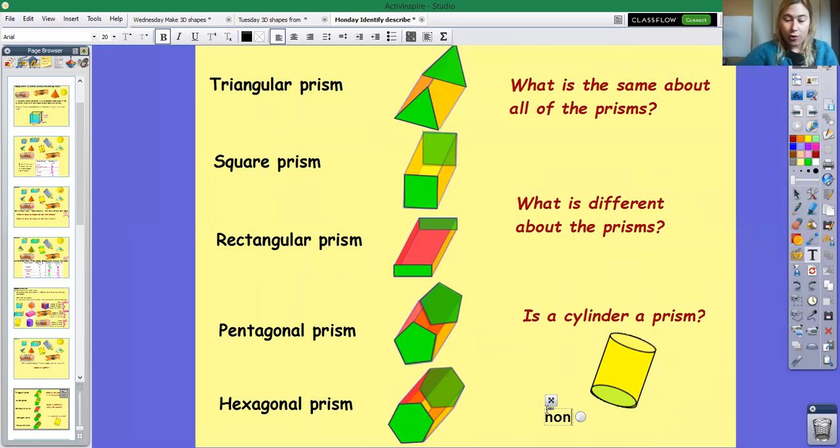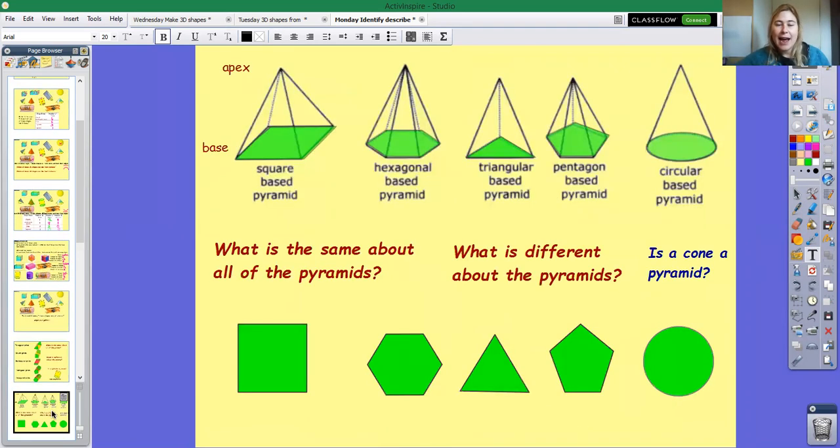It's actually a non-polyhedron, a bit like a non-polygon for a circle, okay? So in order for it to be a prism, it has to have straight, flat sides or faces. Hopefully that makes sense. Now let's look at pyramids. Okay, so again, pause the video, look at what's the same about all of the pyramids and what's different about the pyramids, and have a think about whether a cone is a pyramid or not.